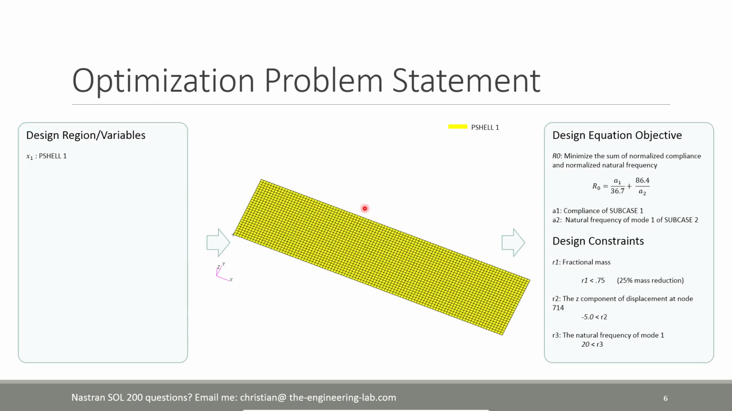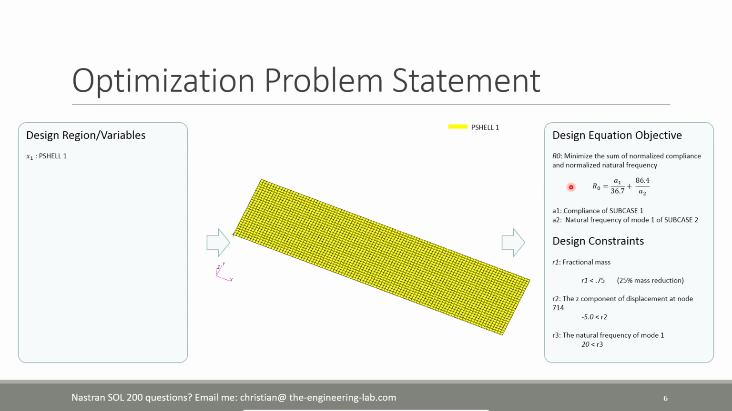Now let's quickly go over the optimization problem statement. This entire plate will be the design region. We are going to let the optimizer study this example and let us determine what pieces of the model can be potentially removed. So here our design region will be this entire P shell 1 section.